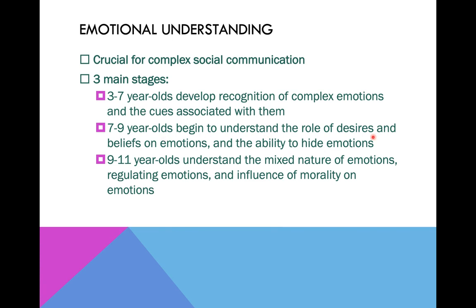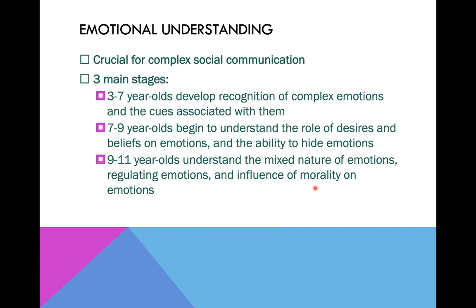This is usually when lying becomes much easier. It doesn't mean that 3 to 7 year olds don't lie. It just means that 7 to 9 year olds are able to be better liars because they have the ability to hide their emotions, because they understand, hey, if I got a gift and I don't like it and I say, "Ew, this is disgusting, I hate this sweater," they're going to get in trouble, right? So they're able to hide their emotions and fake it much more effectively than 3 to 7 year olds.